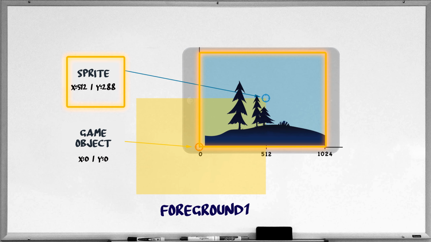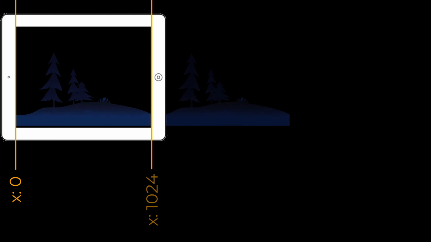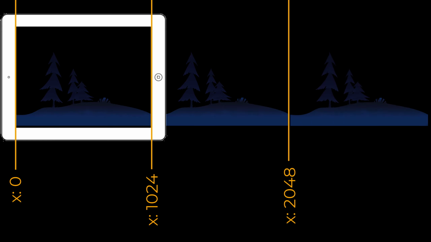So what about foreground 2 and foreground 3, the other 2 game objects? Let's go through this step by step. First, if the position of the foreground 1 game object is located at the origin, then in order for foreground 2 to abut against its right edge, we want to place the X position of foreground 2 to be 1024. And we want the X position of foreground 3 to be 2048. As we did for foreground 1, we're going to place the sprite component at X 512 and Y 288 so they have that same relative positioning.